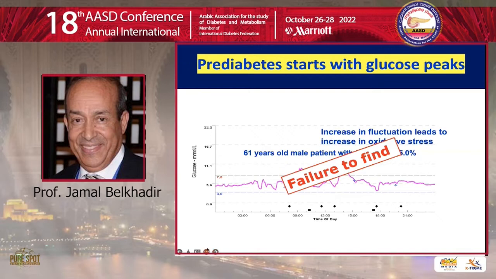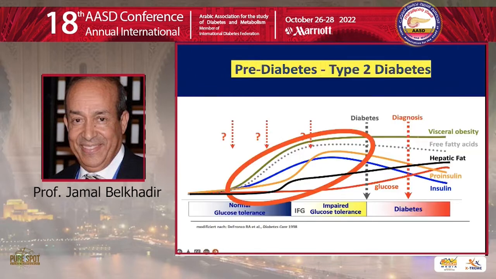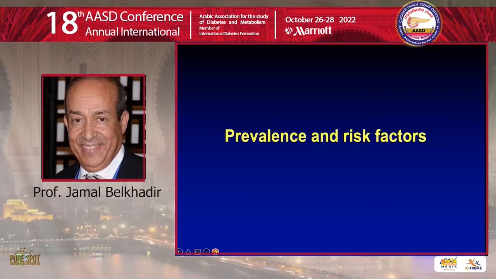As you know, in the story of pre-diabetes and diabetes, some disorders begin before the diagnosis: visceral obesity, free fatty acid, and hepatic fat. Secretion of proinsulin and insulin is growing and begins declining at the diagnosis of pre-diabetes and secondarily with diabetes.